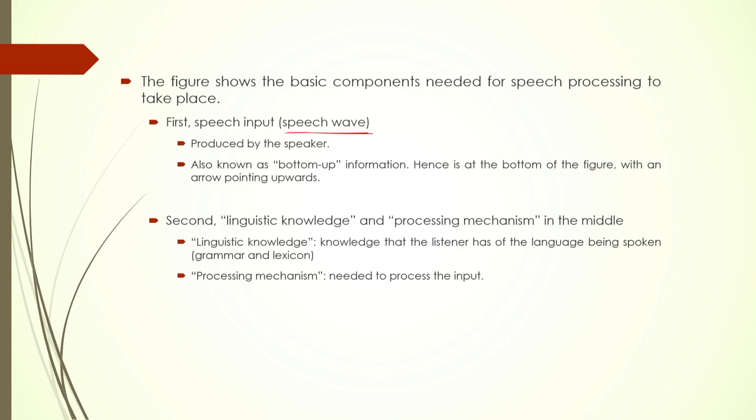This is also known as the bottom up information. So in any kind of conversation scenario, there are two kinds of information. One is the bottom up information, that is the signal itself, whatever you are picking up from the environment. So in this case, our bottom-up information is the speech input or the speech wave. And then after that, the second stage is where linguistic knowledge and processing mechanism happen. In the middle level, these two things are there.